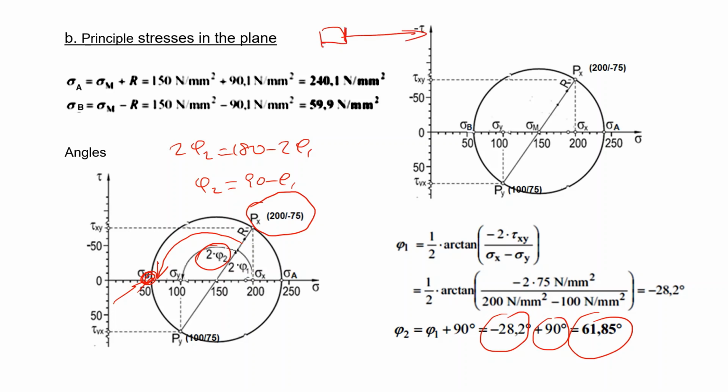So if this is my orientation, which I take as a reference, when I rotate clockwise by 28, I reach the sigma A. If I rotate from this point by 61.85, I reach the second principal plane.